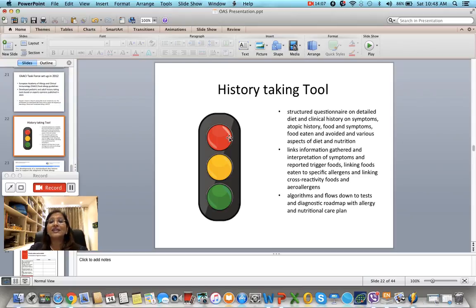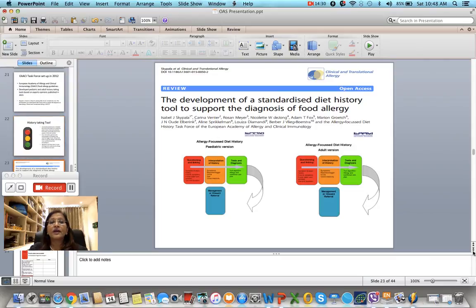This information then links up to interpretation of the symptoms that are triggered by the food, and linking these foods that are eaten to specific allergens and cross-reactivity, especially for aeroallergens. And then they have some algorithms or flowcharts to test, and a diagnostic roadmap with an allergy and nutritional care plan.